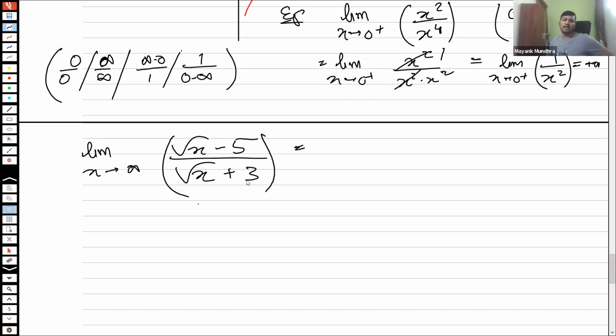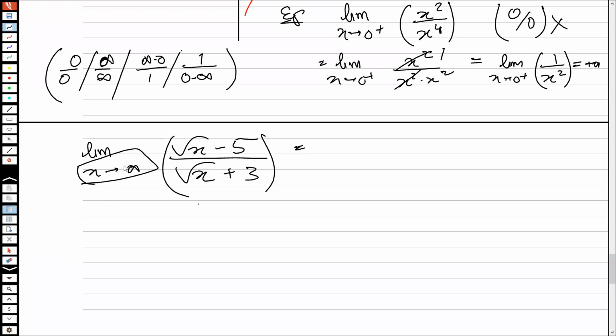So here you have to try some things. What did you try, Kashish? What have you tried here? So in terms of x root x I kept 1. Why did you keep 1 here? I was trying, okay, x is going to infinity.